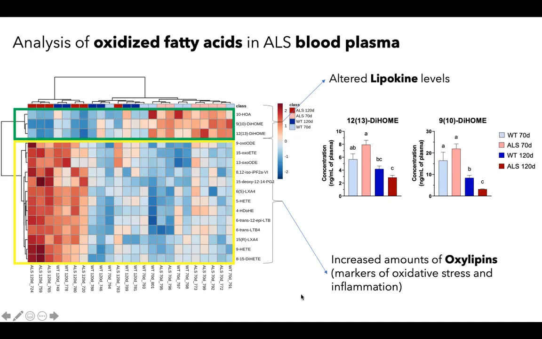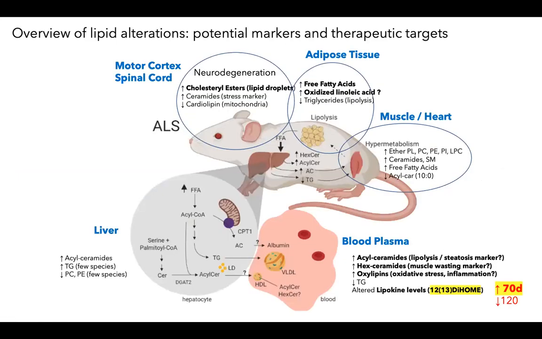We also found increased levels of several oxylipins that are known to be markers for oxidative stress and inflammation. So these data show us that, as expected, there is an increase in oxidative stress and inflammation in ALS rats. But what caught our attention was the alterations in these lipokine levels. So this is the summary.